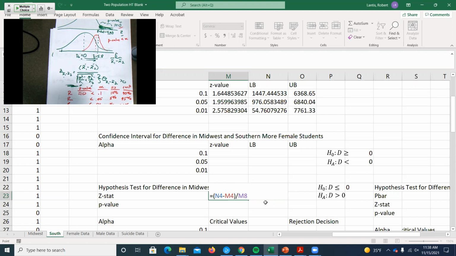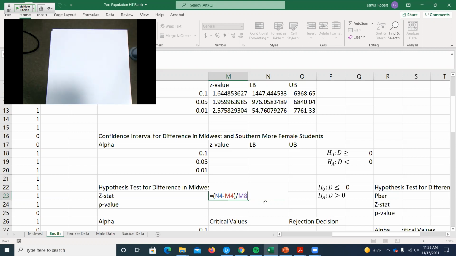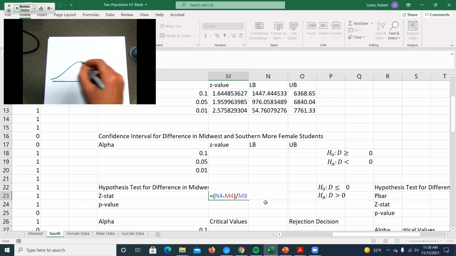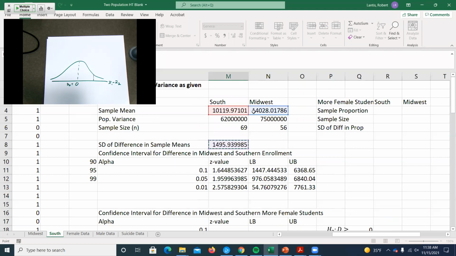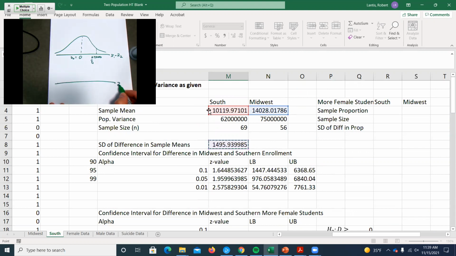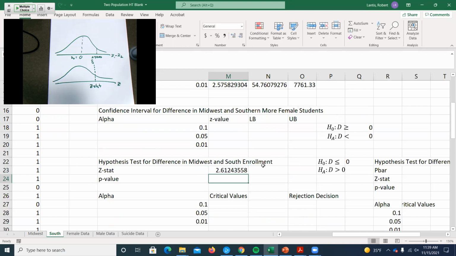Now, I said earlier, if we're using these assumed true differences of zero, what should always be true is that when I'm thinking about the distribution of the difference in my sample means, if I've assumed that difference is zero, and I see a positive sample difference, which I definitely did here, it looks like it's about 4,000, then when I change this into a Z value, my Z statistic coming from a standard normal distribution should also be positive. So sure enough, go back to Excel, I hit enter, and I get a positive test statistic of about 2.61.